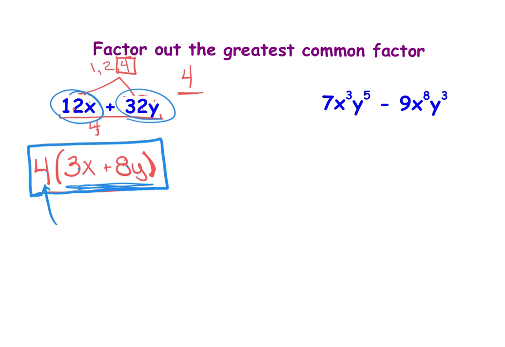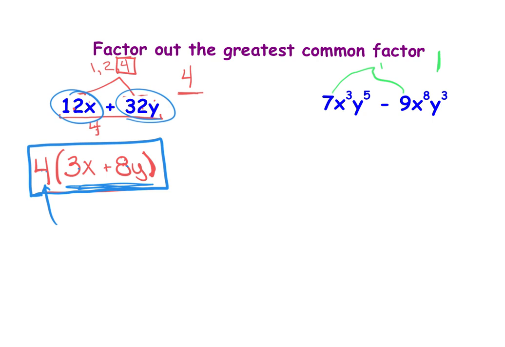Now let's take a look at the second expression over here. When I take a look at this one, what I notice is that the only number that both 7 and 9 are divisible by is 1, because everything's divisible by 1. So here we can factor out a 1, but just know that everything's divisible by 1, so you can write it or not, it doesn't matter.